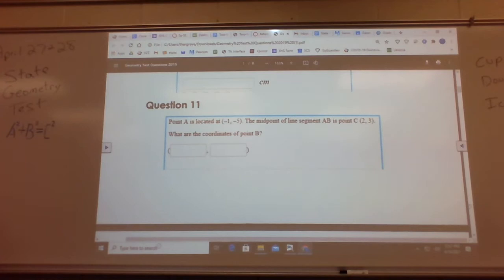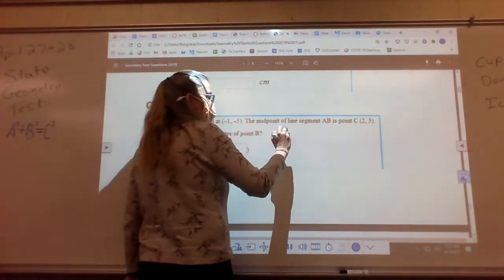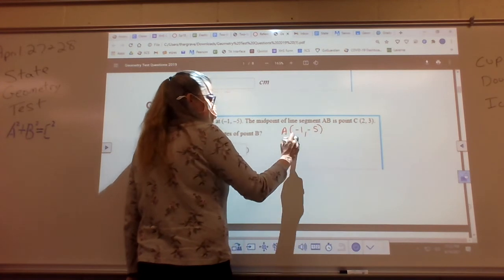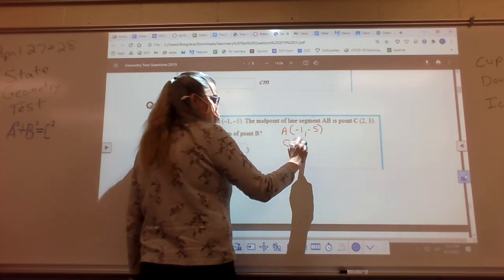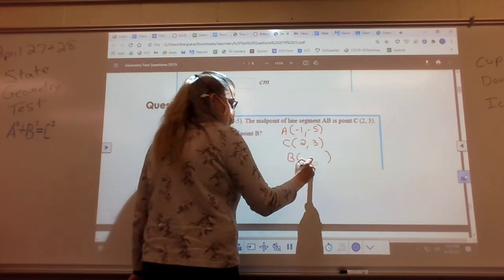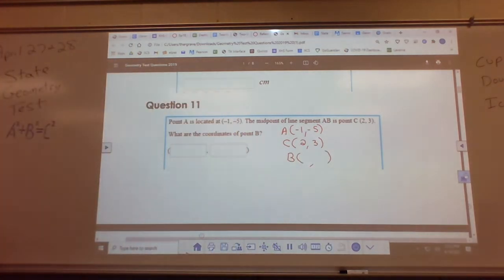And I wanted to figure out where this was. So basically, we're kind of looking at a pattern. From here to here, what did they do? So I've got A was at -1, -5. C, because C was in the middle, is at 2, 3. I'm trying to figure out where B is. Now, we've done this, but it was a long time ago. It was probably clear back in like September, beginning of October. It's been a long time.